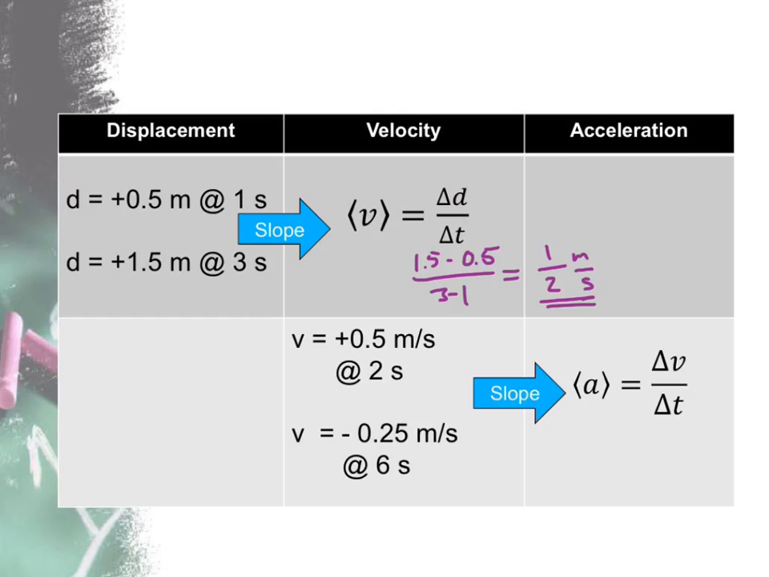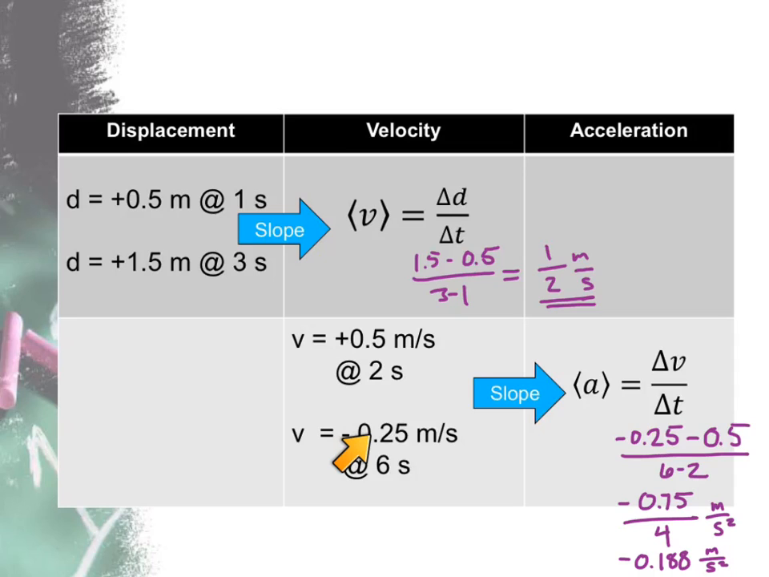So delta D, 1.5 minus 0.5, over delta T, which is 3 minus 1, and we will get an average velocity of 0.5 meters per second. We can do the same thing if we're given two pieces of information about this person's velocity at two different times. We can take the change in velocity divided by the change in time, and that will give us our average acceleration.